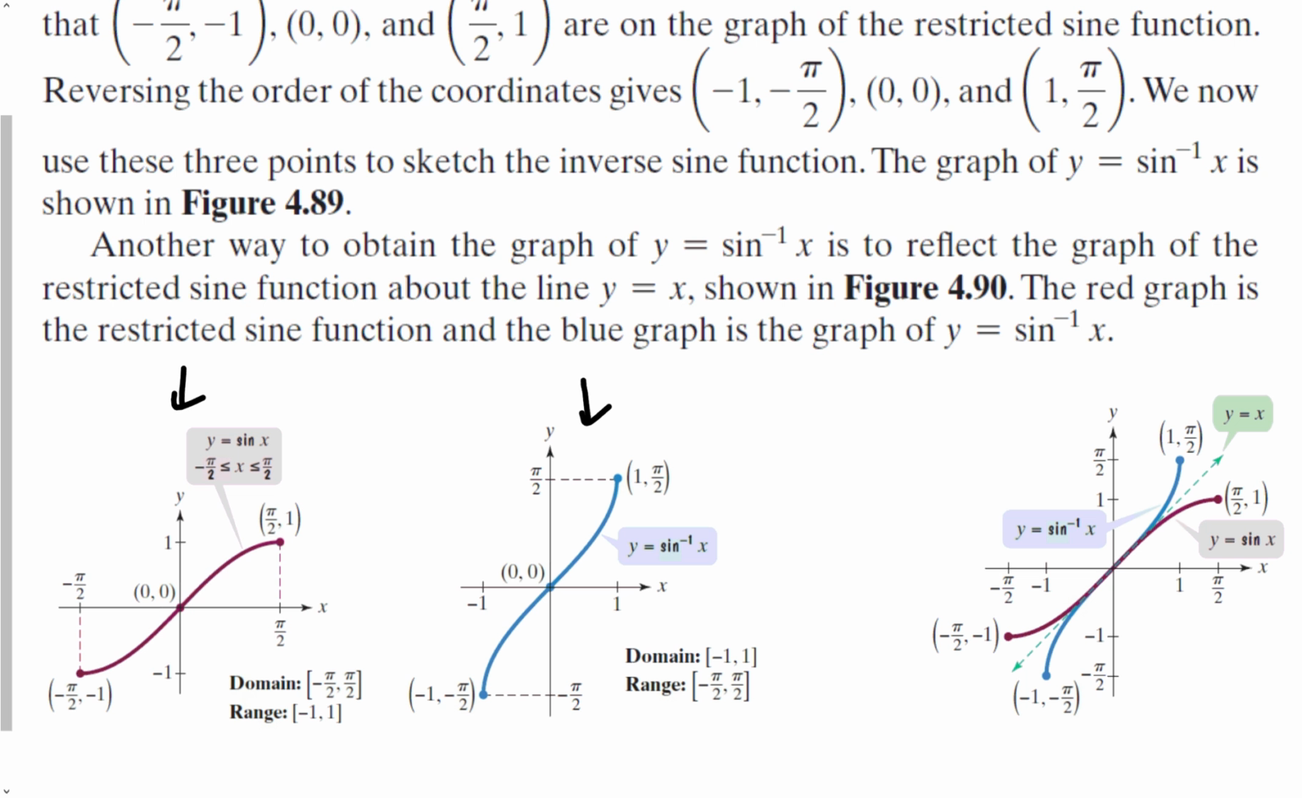And you can see that on the third graph right here. You can see that the two are reflections of each other across the line y equals x. Makes sense. Pi/2 is about 1.57, so a little bit above 1 in both of these graphs.